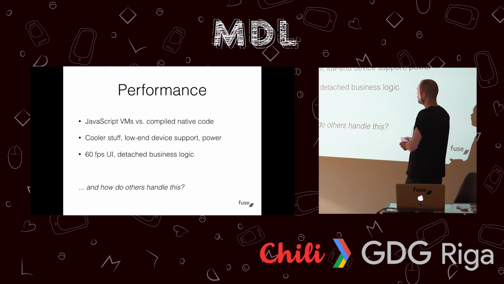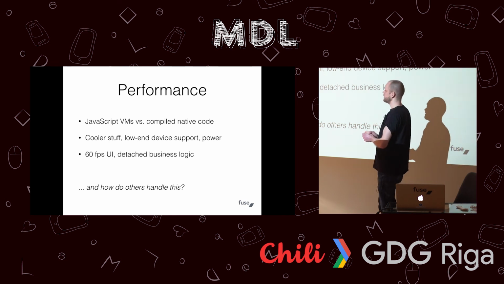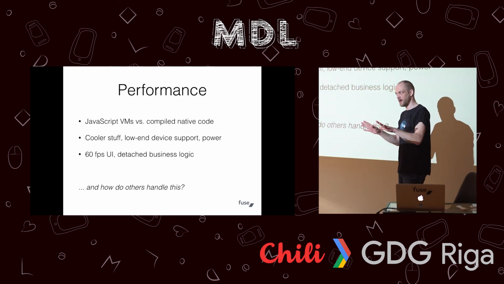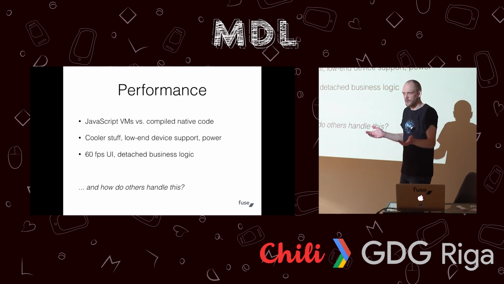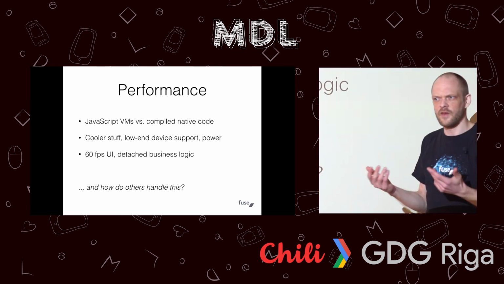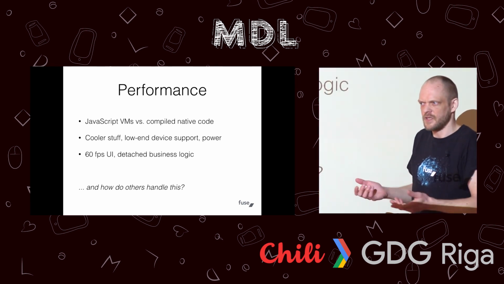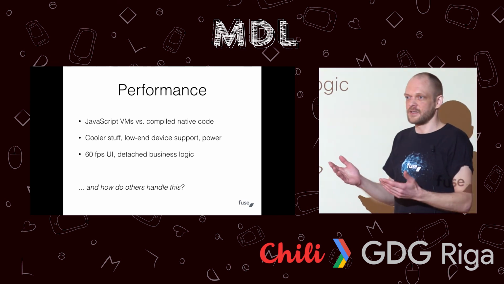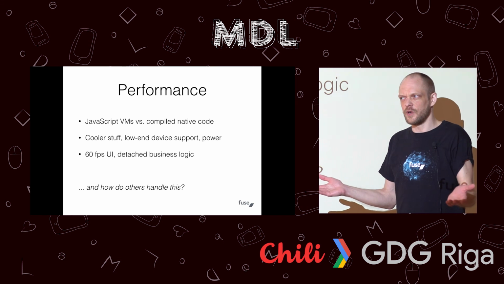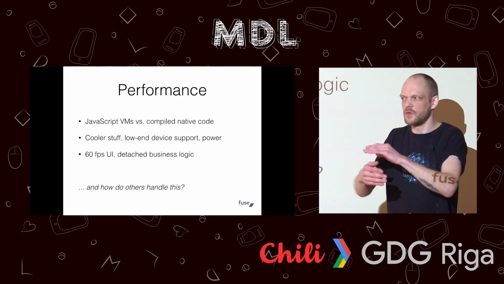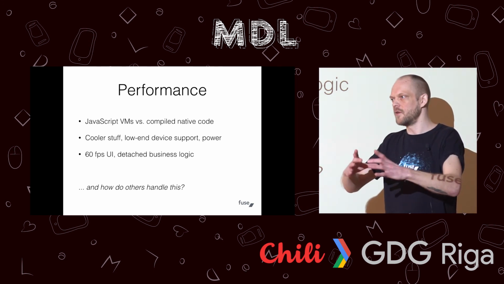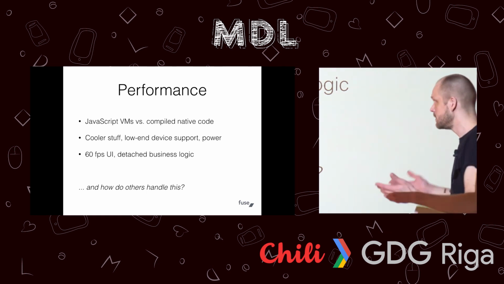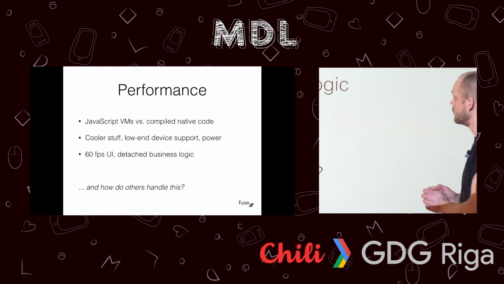So, JavaScript virtual machines versus compiled native code. It's true, JavaScript virtual machines have become fast. They are super fast. For example, I don't know, Facebook application, I have never experienced a lag in that one. It's fast, right? However, it can never be faster than compiled native code, right? So when you want to have a super fancy animation where you have a lot of text or big images or something, then nothing can beat compiled native code.